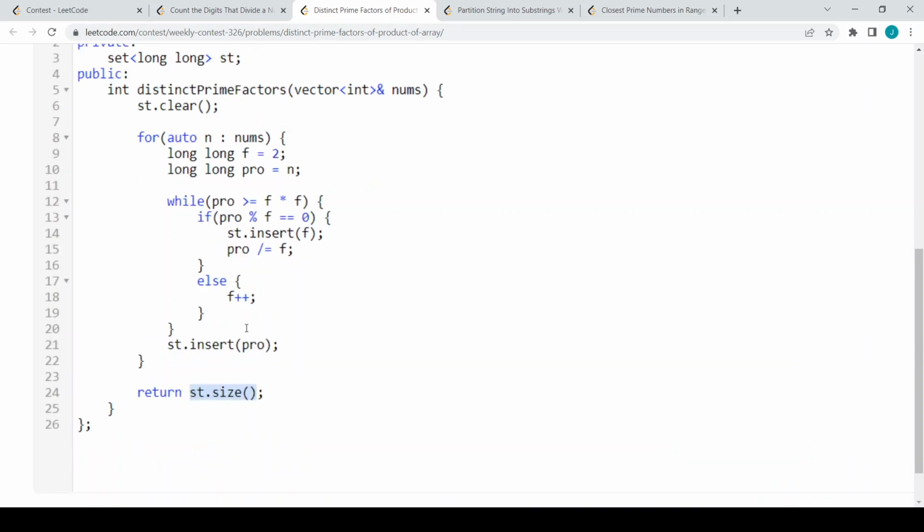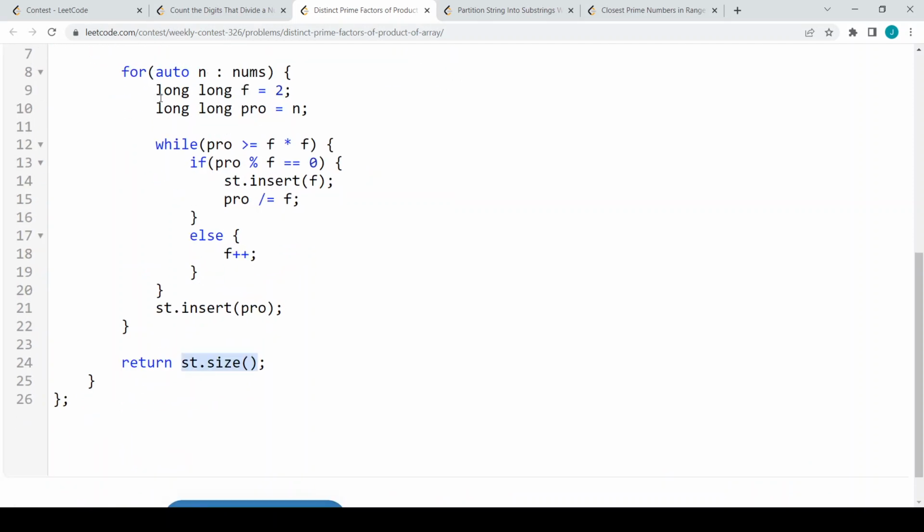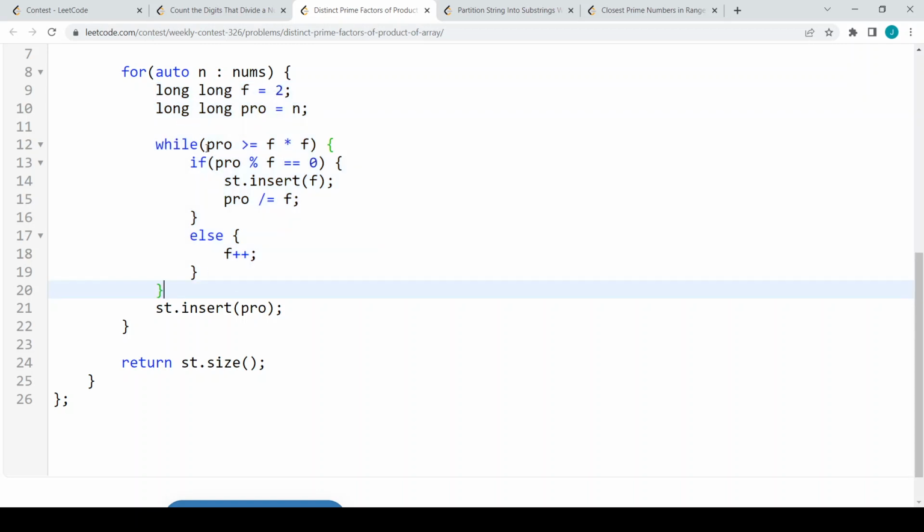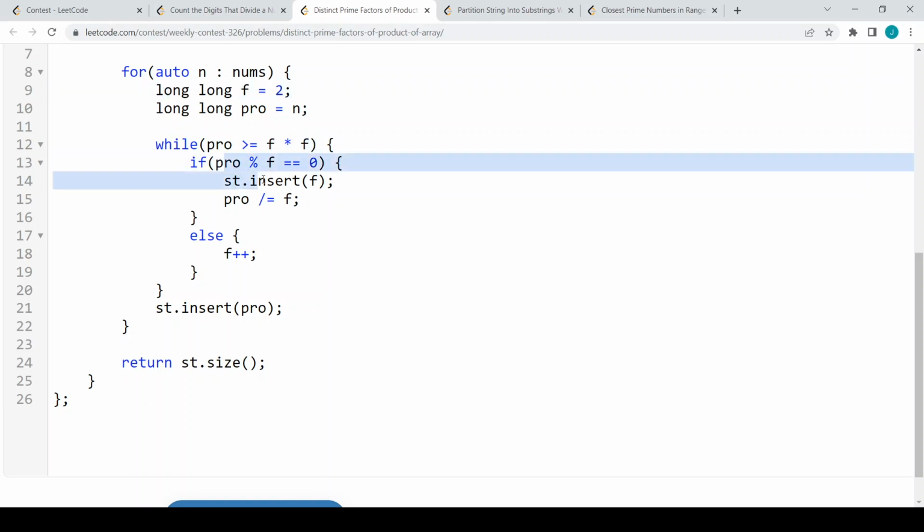That is pretty simple, and when you trace it in your notes, you will find the logic of how it works. Here, the number is the product. If my number is greater than or equal to f into f, where f is the factor, which starts from 2 initially, and if that factor divides this product, then I insert it into my set and divide the product by that factor. Else, if it does not divide the product, then I increment my factor.